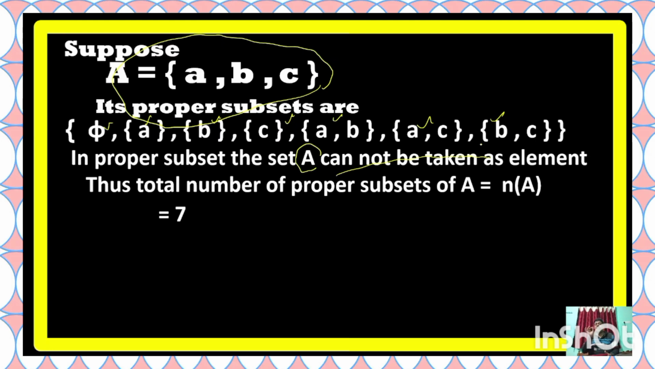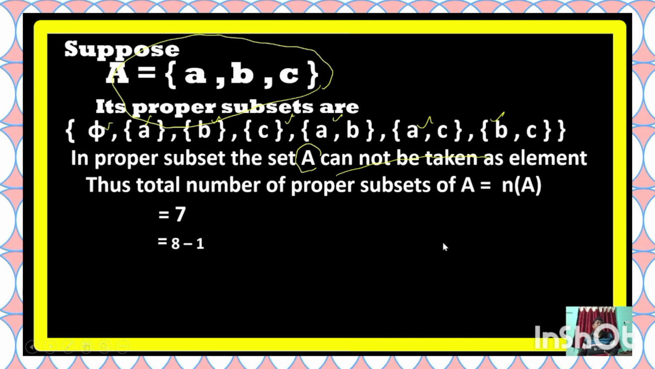This is one of the fundamental definitions of the proper subset. Any set cannot be the proper subset of itself. That's why, while you are finding the proper subsets, and there are 7 proper subsets you have taken, the set A has not been taken as a proper subset. So the total number of proper subsets of A is 7.